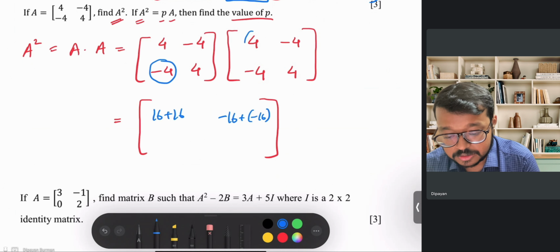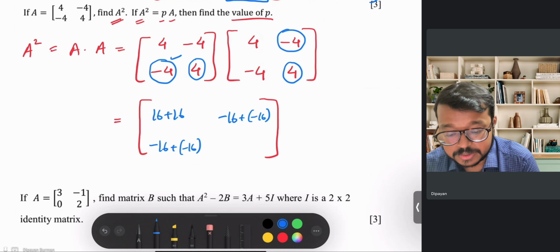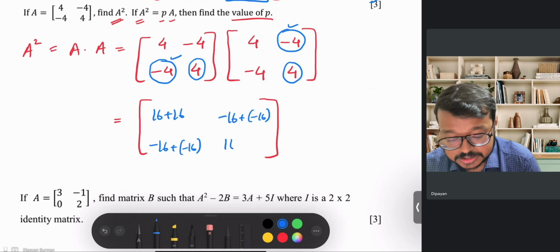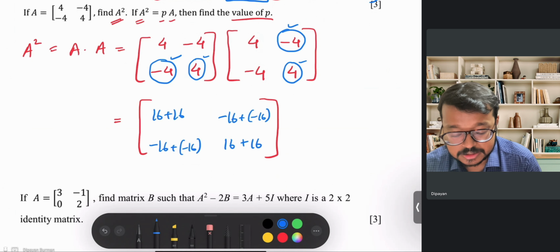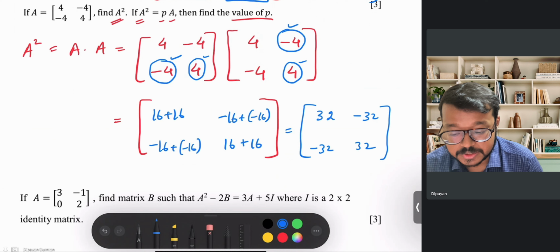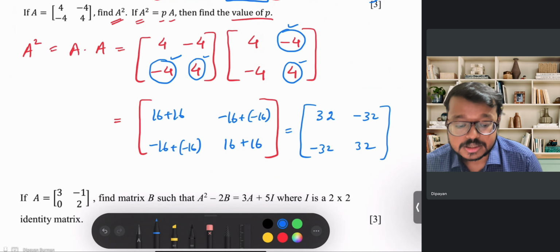Then again I'll take the second row, and this time the second column. So minus 4 into minus 4, which is 16, and 4 into 4, which is again plus 16. So the result is 16 plus 16 is 32, minus 16 is minus 32. Again, this is minus 32 and this is 32. So this is my A square matrix.